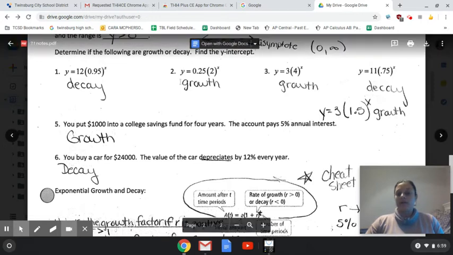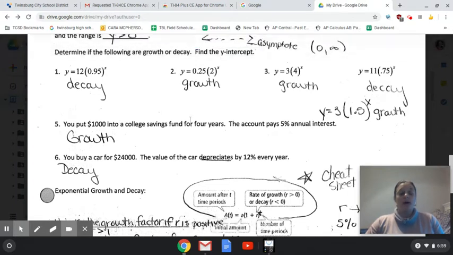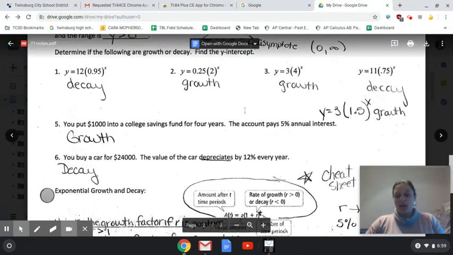So I know all of that. I know all of them have a domain of all real numbers. I know all of them have a range y greater than 0. I know all of them have an asymptote at y=0. So those things I know for sure. And it's really just the growth and decay and the y-intercept that change.